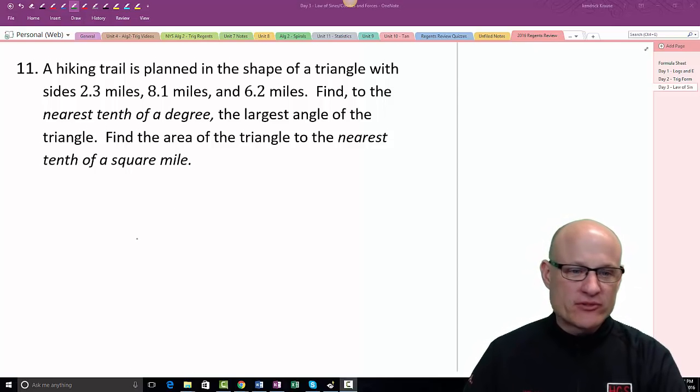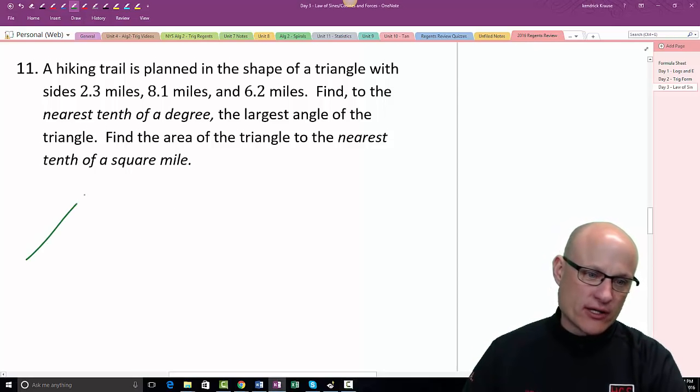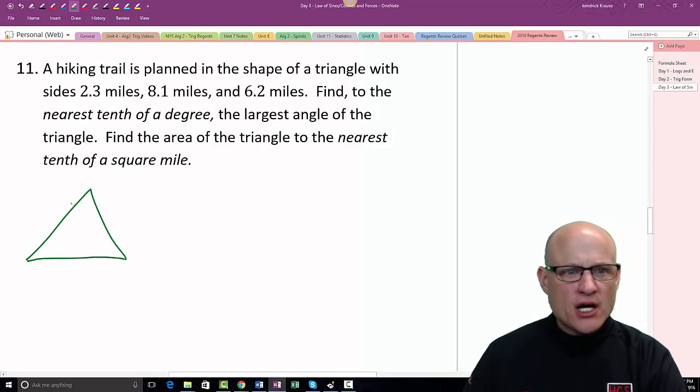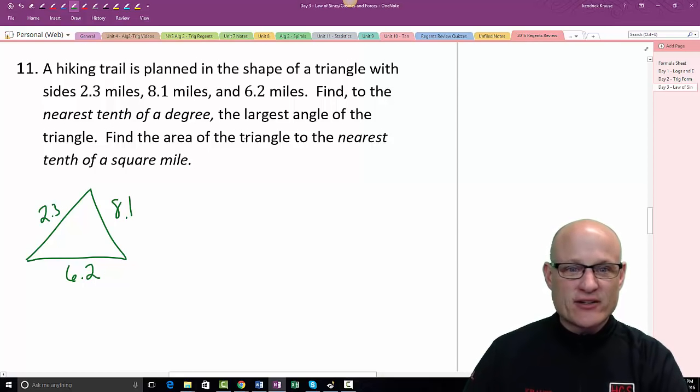A hiking trail is planned in the shape of a triangle. Oh, geez, isn't that a lovely triangle? We're going to do 2.3. I don't care if they don't look all right. 8.1. You don't have to make it look perfect. 6.2. Find, to the nearest 10th degree, the largest angle of the triangle, and then find the area.